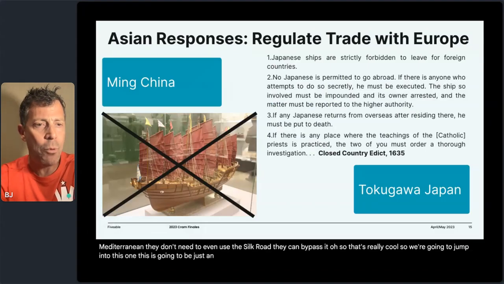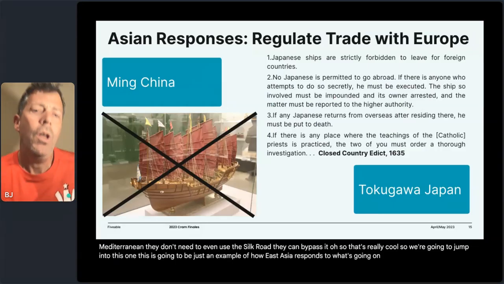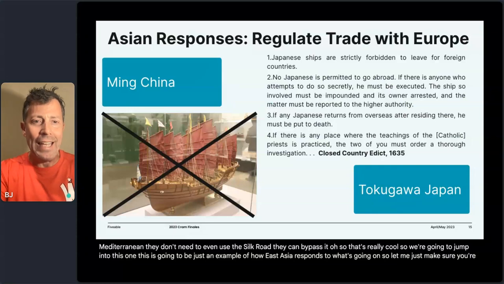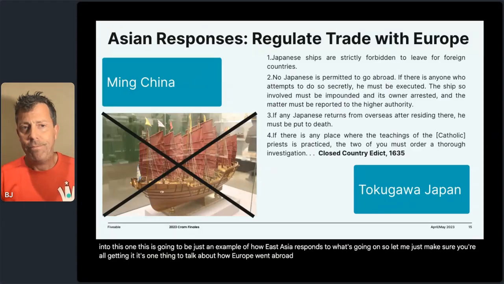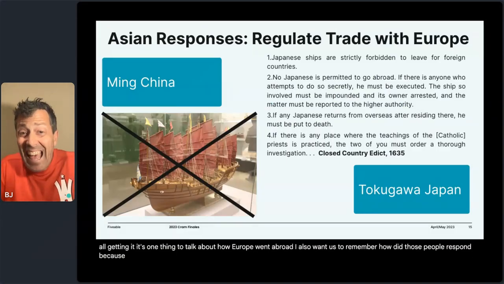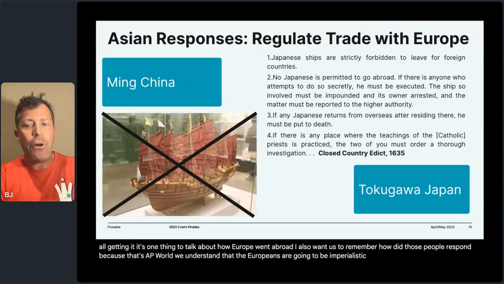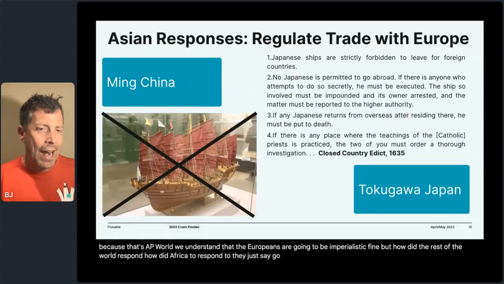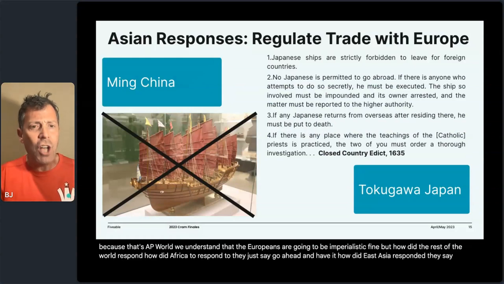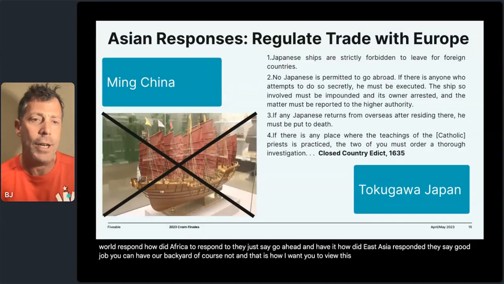This is going to be just an example of how East Asia responds to what's going on. So let me just make sure you're all getting it. It's one thing to talk about how Europe went abroad. I also want us to remember, how did those people respond? Because that's AP world. We understand that the Europeans are going to be imperialistic. Fine. But how did the rest of the world respond? How did Africa respond? Did they just say, go ahead and have it? How did East Asia respond? Did they say, good job, you can have our backyard? Of course not. And that is how I want you to view this slide.